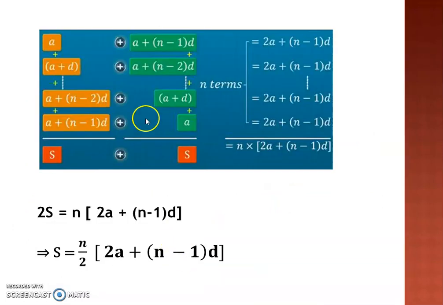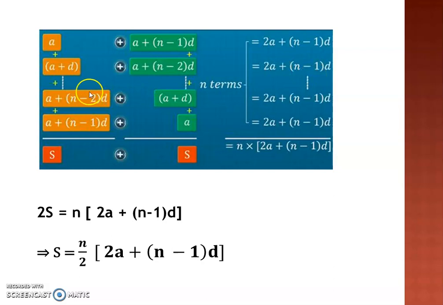Let's see the next slide. Now here the first term is a, the second is a plus d, and so on. This is the AP in the given order and this is the AP in reverse order. Now if you add a with a plus (n minus 1)d, you will get 2a plus (n minus 1)d. In the same way, add the second term with the second last term, a plus d plus a plus (n minus 2)d. If you simplify this, you will again get the same thing, 2a plus (n minus 1)d.